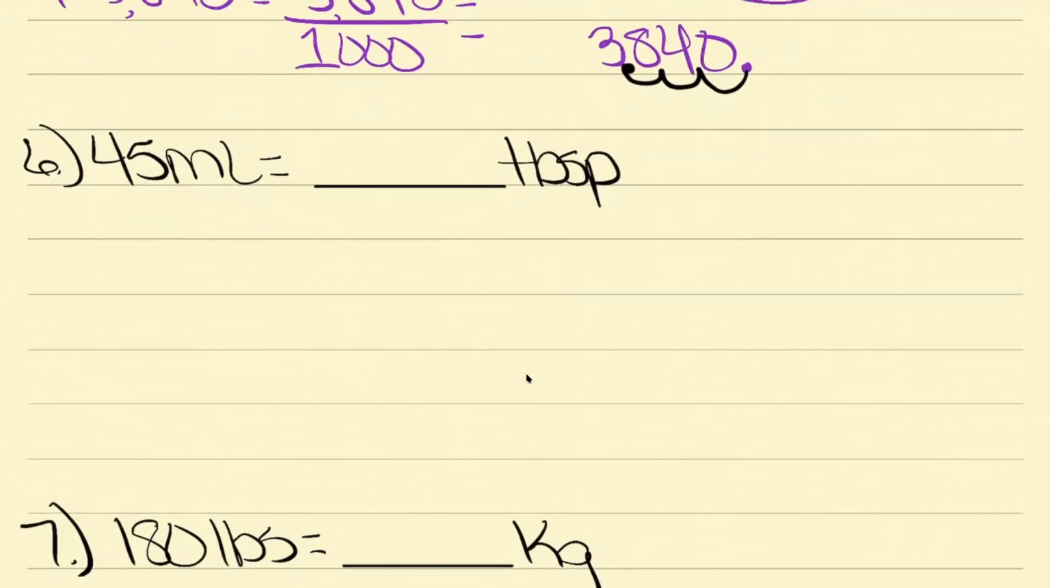Okay. 45 milliliters is how many tablespoons? So we have a conversion linking tablespoons and milliliters. It says 1 tablespoon is equal to 15 milliliters. One tablespoon is equal to 15 milliliters. It's my conversion pair. Going across.